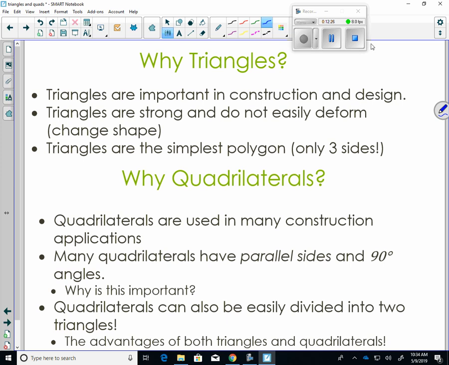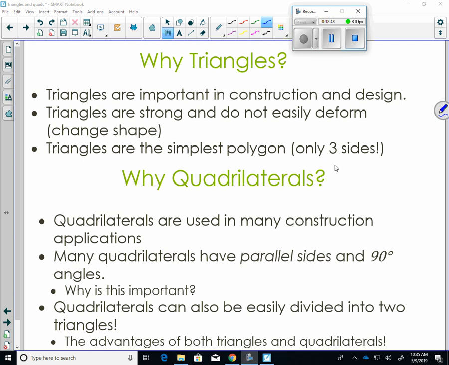Okay, so why triangles, Robert? Well, it turns out triangles are important in construction and design. They're strong and they do not easily deform or change shape. Like they're rigid, right? Like bridges have that, right? Or think about cell phone towers, right?